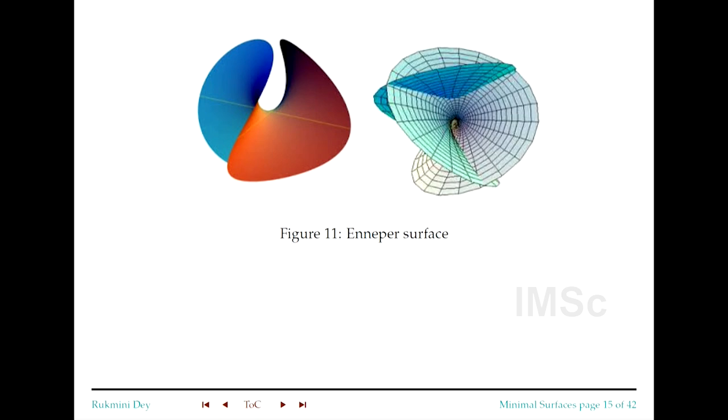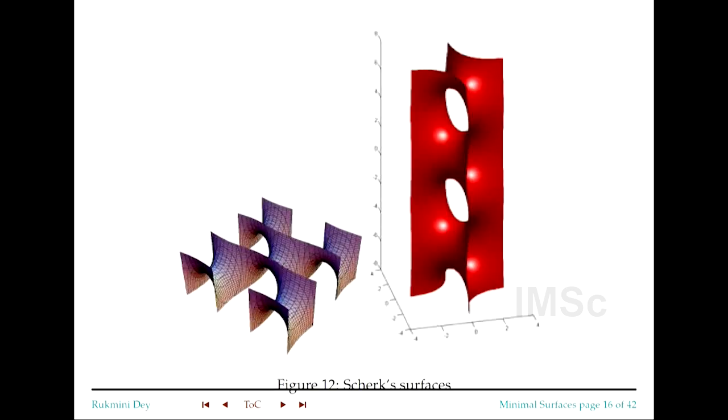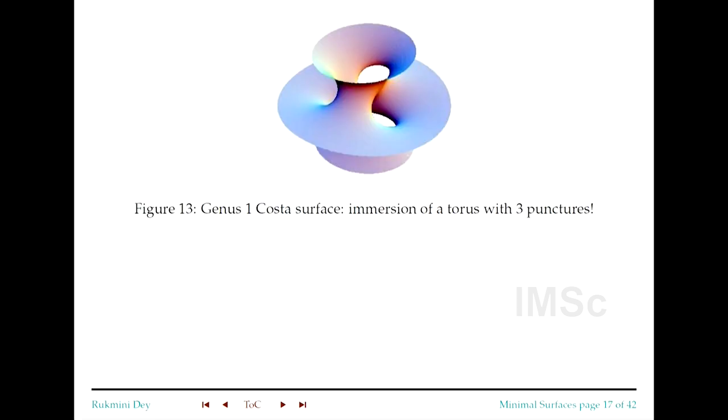And this is another type of Enneper surface. These are the Scherk surfaces. This also will come up in my talk later on. This is Scherk's second surface, this is Scherk's first surface. And again they are also related in some ways. We'll see there is a way of going from one to the other through a family of minimal surfaces. And then this is the genus 1 Costa surface.